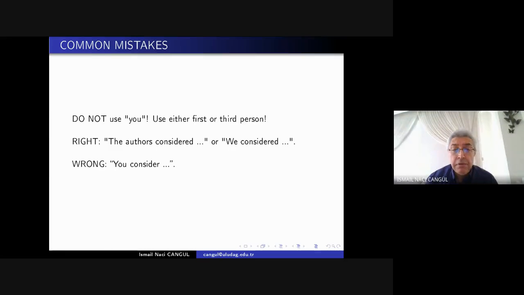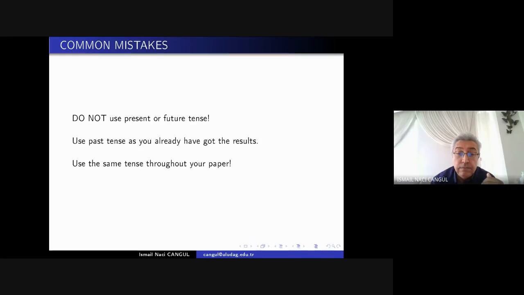Common mistakes, maybe towards the end, we have only a few minutes. Common mistakes are: do not use you, the second person. Use either the first or third person, or a passive sentence. A right sentence is: the authors considered blah, blah, blah, or we considered blah, blah, blah. You should not say you consider this. You should not use you in your papers, only the first or third person. You can say it is considered, as a passive sentence, for example. This is actually the best, I think.